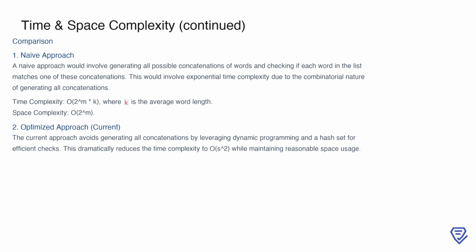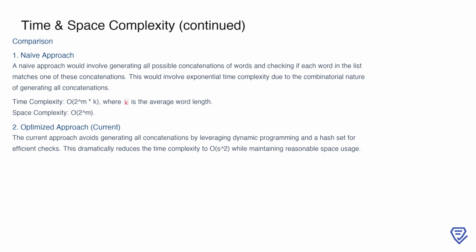When comparing this optimized approach to a naive one, the differences in efficiency become clear. A naive solution would involve generating all possible concatenations of words and then checking if each word in the list matches one of these combinations. Due to the combinatorial nature of generating all concatenations, this approach has an exponential time complexity of O(2 to the power of m times k), where m is the number of words and k is the average word length. Space complexity for the naive approach would also be exponential, O(2 to the power of m).